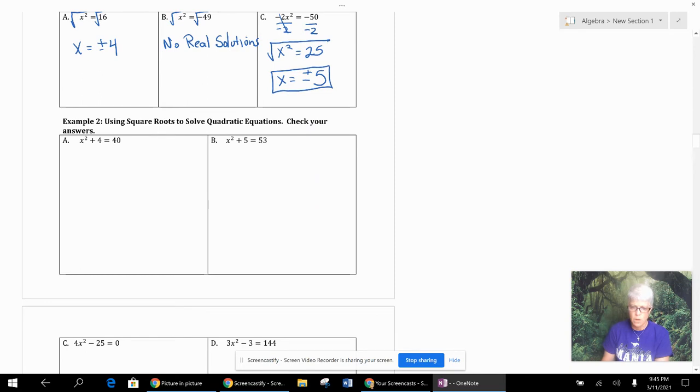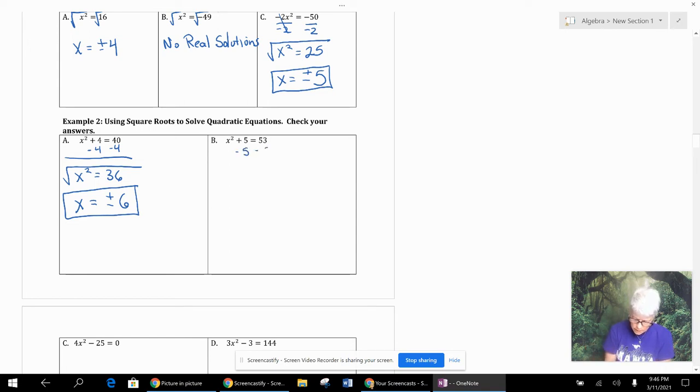Moving on here. Again, I'm going to solve this like I would solve any other equation. We're going to get to that last step, and it's going to be just a little bit different. So I'm going to subtract 4 from both sides. x squared equals 36. To get rid of the little exponent 2, I must find the square root of it. So x equals a positive or a negative 6. Two solutions.